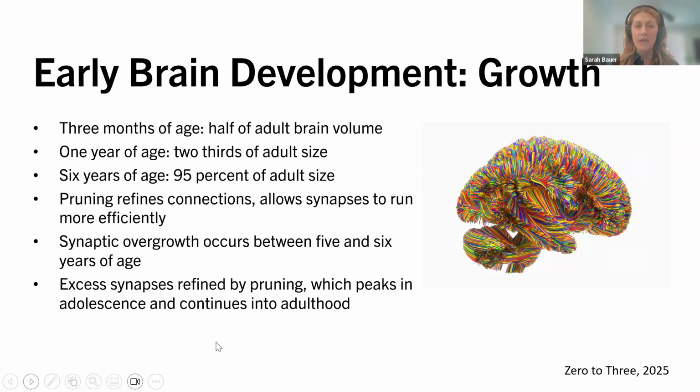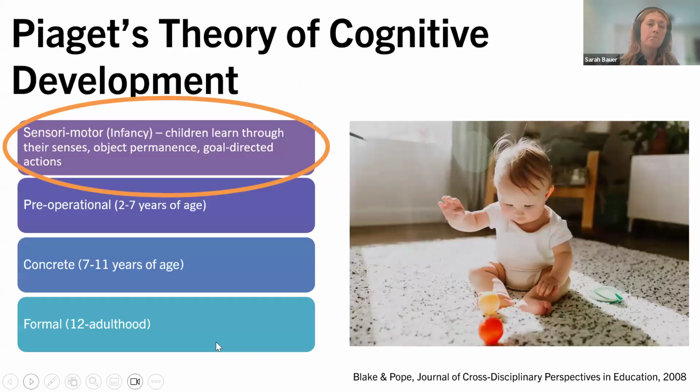That's what earlier intervention does. That's what you're doing when you're referring a child for early intervention. You're providing children with positive early experiences. When we think about synaptic overgrowth, that tends to occur between 5 and 6 years of age. That's refined by pruning, by the connections that are made early in development, but that also peaks in adolescence and continues into adulthood. So I think about this with some of the conditions that I see co-occurring at preschool age and then also in adolescence. I think that's an interesting connection.